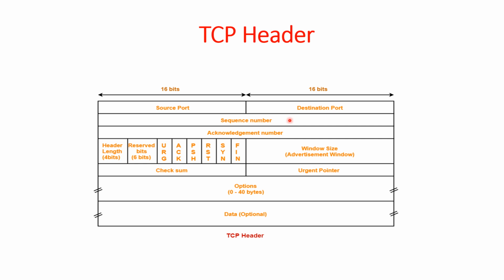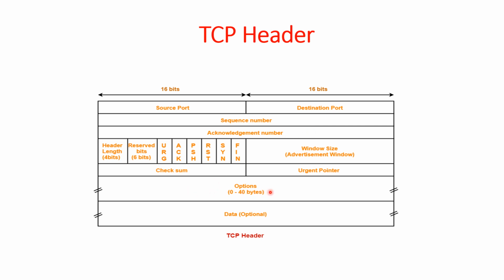Sequence number, 4 bytes. This number indicates the order of the data being sent. It is used to ensure that data segments are reassembled in the correct order at the receiver. Acknowledgement number, 4 bytes. This number indicates the next expected sequence number from the sender. It is used to acknowledge the receipt of the data.